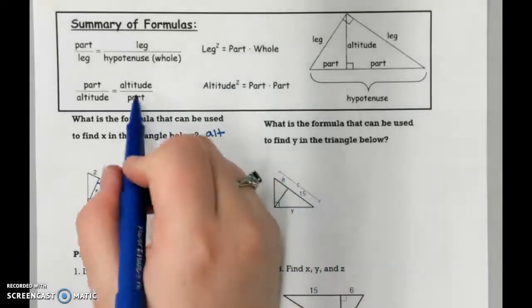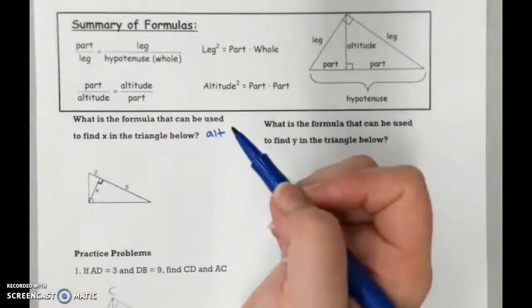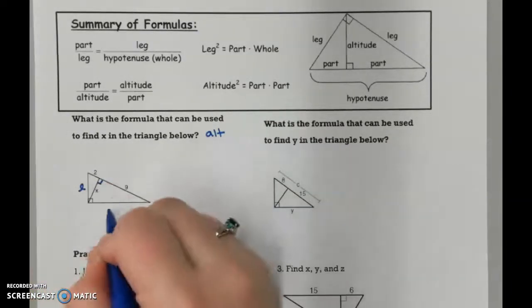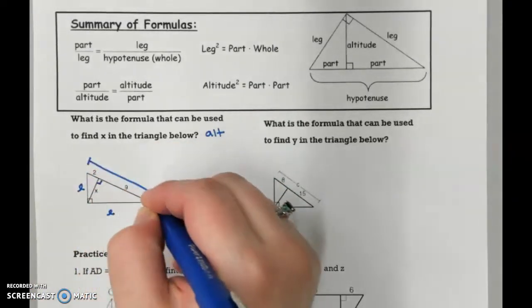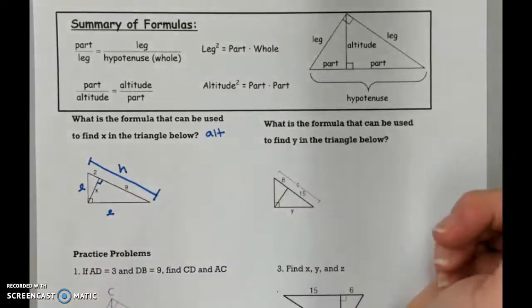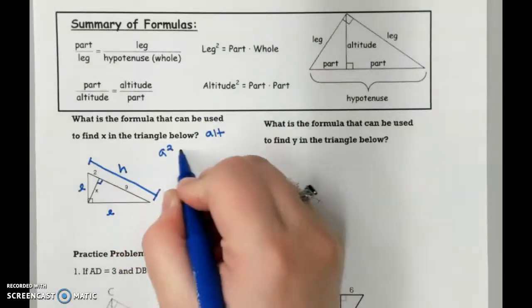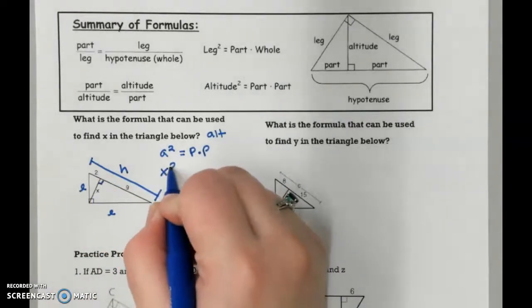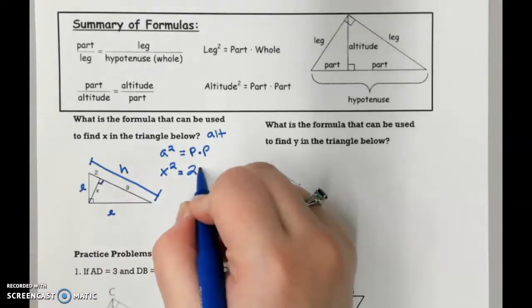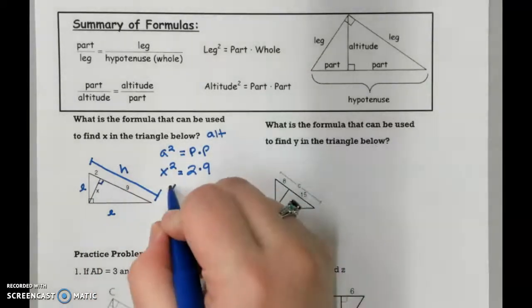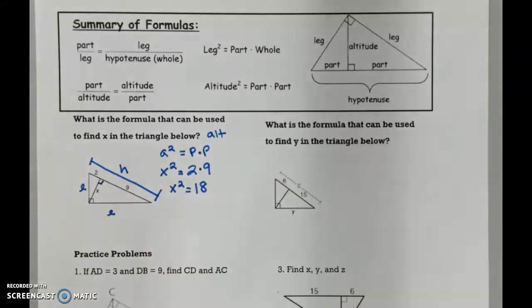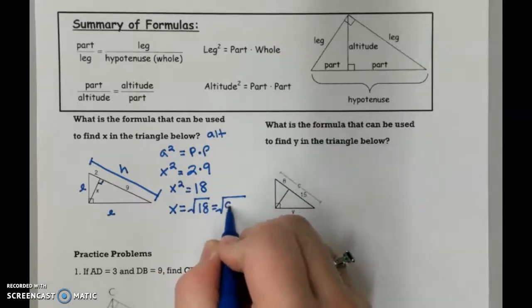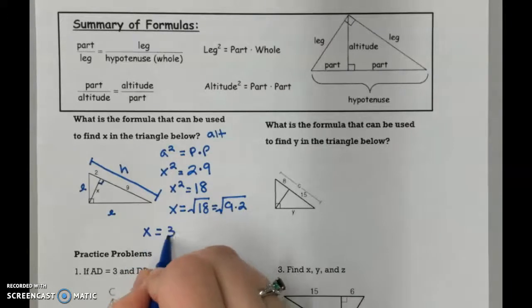So the formula I want to use is the one that involves my altitude and both parts. Well, I do know both parts of the triangle. For reference, this would be a leg and this would be a leg, and this whole length would be my hypotenuse. So I'm going to use my formula of altitude squared is equal to part times part. So my altitude is x, and then my two parts are 2 and 9, and again, it doesn't matter what order. So x squared is equal to 18, which means that x is the square root of 18, and I can simplify that. So x is equivalent to 3 square roots of 2.